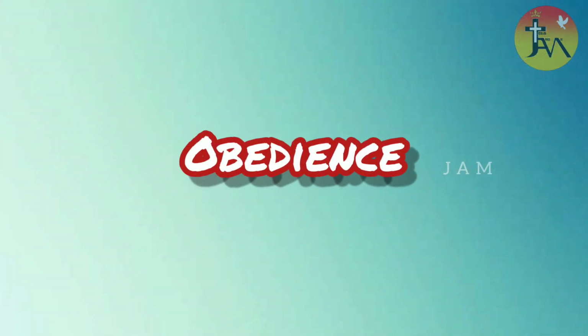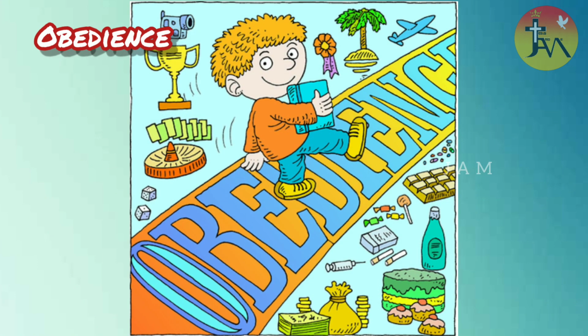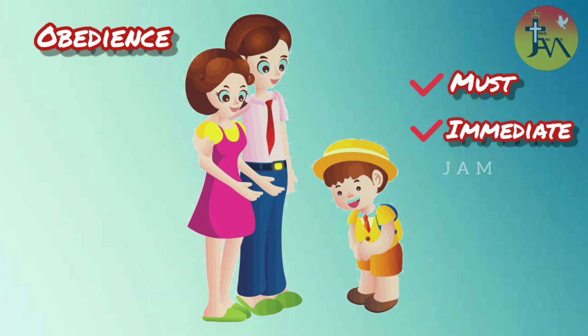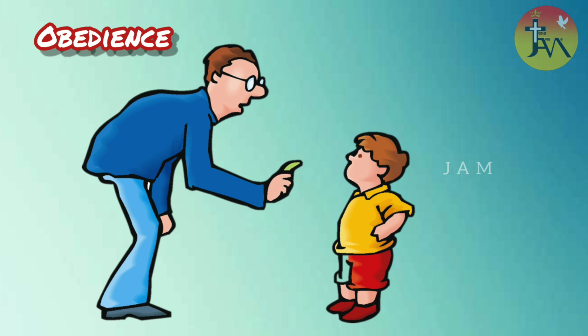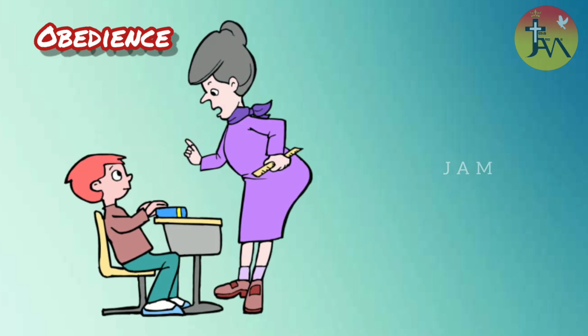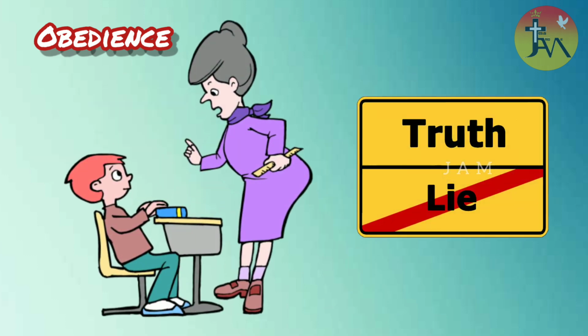So children, what can we learn from the story that Jesus has said? The first thing is obedience. Yes, we need to obey. Obedience is a must and immediate. When our parents or teachers tell us not to do something, are we just hearing them or are we obeying? For example, our teacher says not to copy in exams. And our parents say not to tell lies. Right? Are we just hearing what they are saying or are we really obeying? Jesus says, if you obey, you are like a wise man.